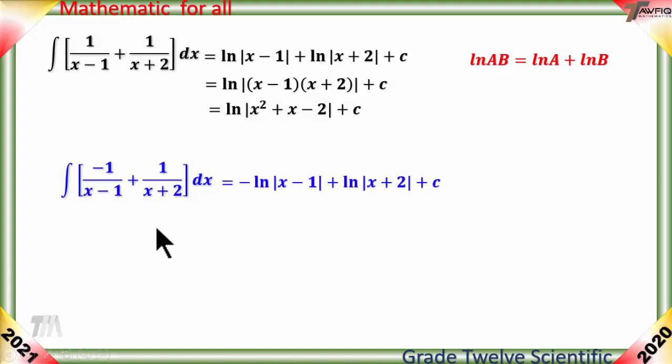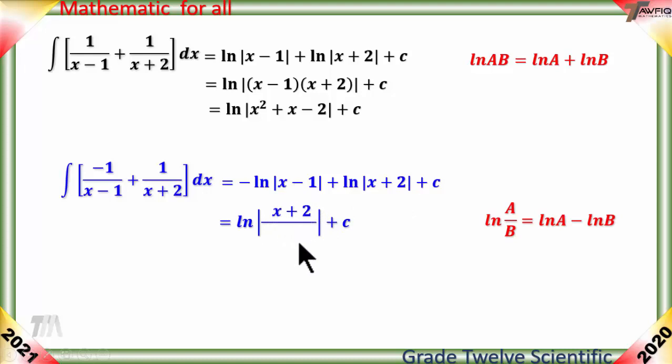Here it becomes the same thing. This one becomes minus ln of x minus 1 plus ln of x plus 2, because we have ln of a over b is ln of a minus ln of b. You can write the positive one at the numerator. The positive one is x plus 2, so write x plus 2 at the numerator, and the negative at the denominator, which is x minus 1. As you can see here, the negative is at the denominator and the positive is at the numerator.